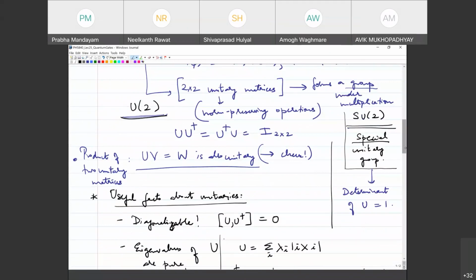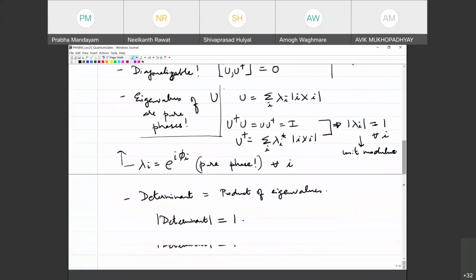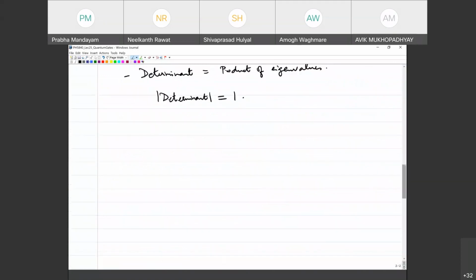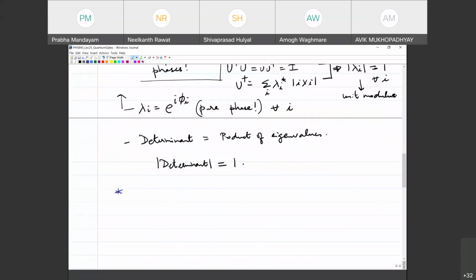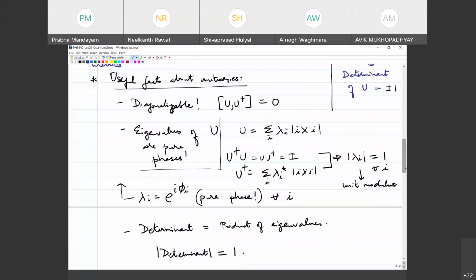Actually, the more general property of the special unitary group is that the determinant can be plus or minus 1, right? So let me just make this plus or minus 1 for now. All right. Okay, so let's do some elementary examples. But before that, what about the n qubit case? So please keep these facts in mind, in particular, the fact that the eigenvalues are pure phase. This will be very useful. In fact, this comes in handy in several quantum algorithms that we will do later.